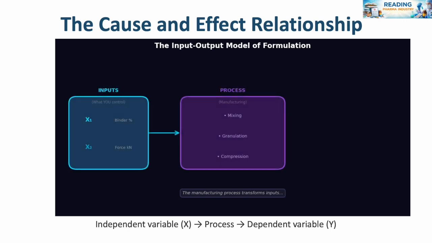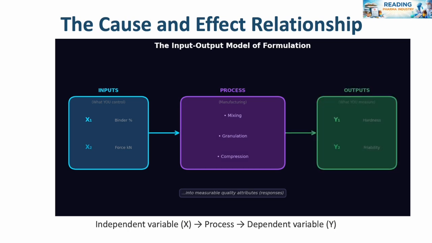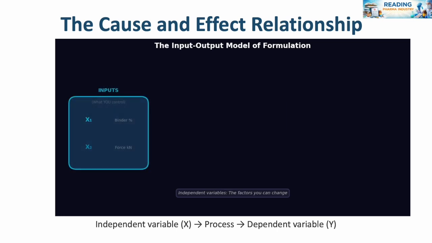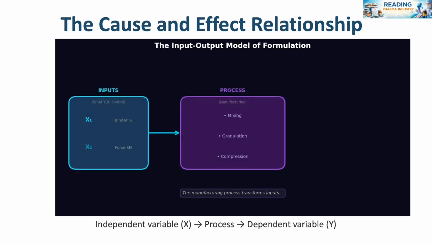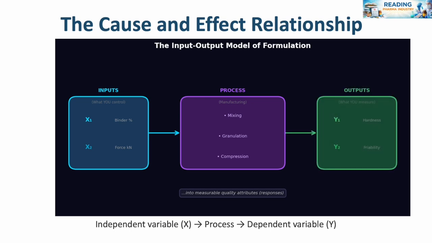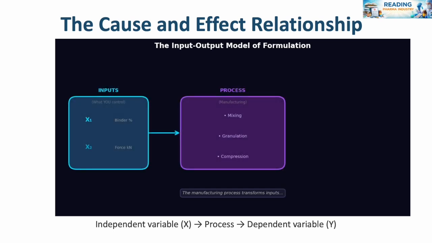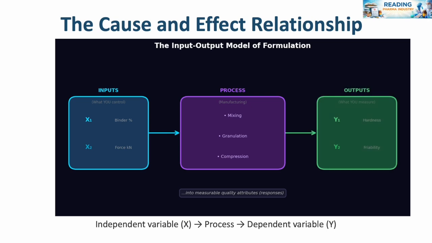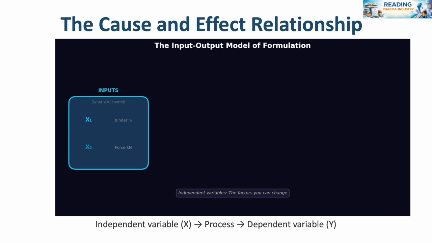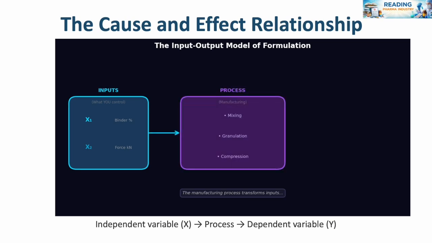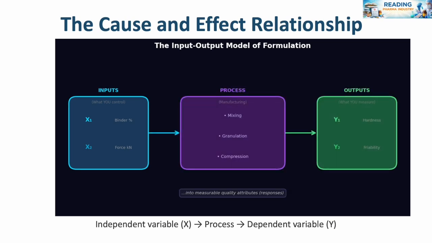The arrow shows the direction of causation. X causes Y, and that doesn't happen the other way around. When you change X, you run the process, and then Y changes as a result. So if we look at tablets, you change the binder amount, which is, as we said, the X value. You compress the tablet, which is the process you do, and the hardness Y changes as a result of this process and the value of X.